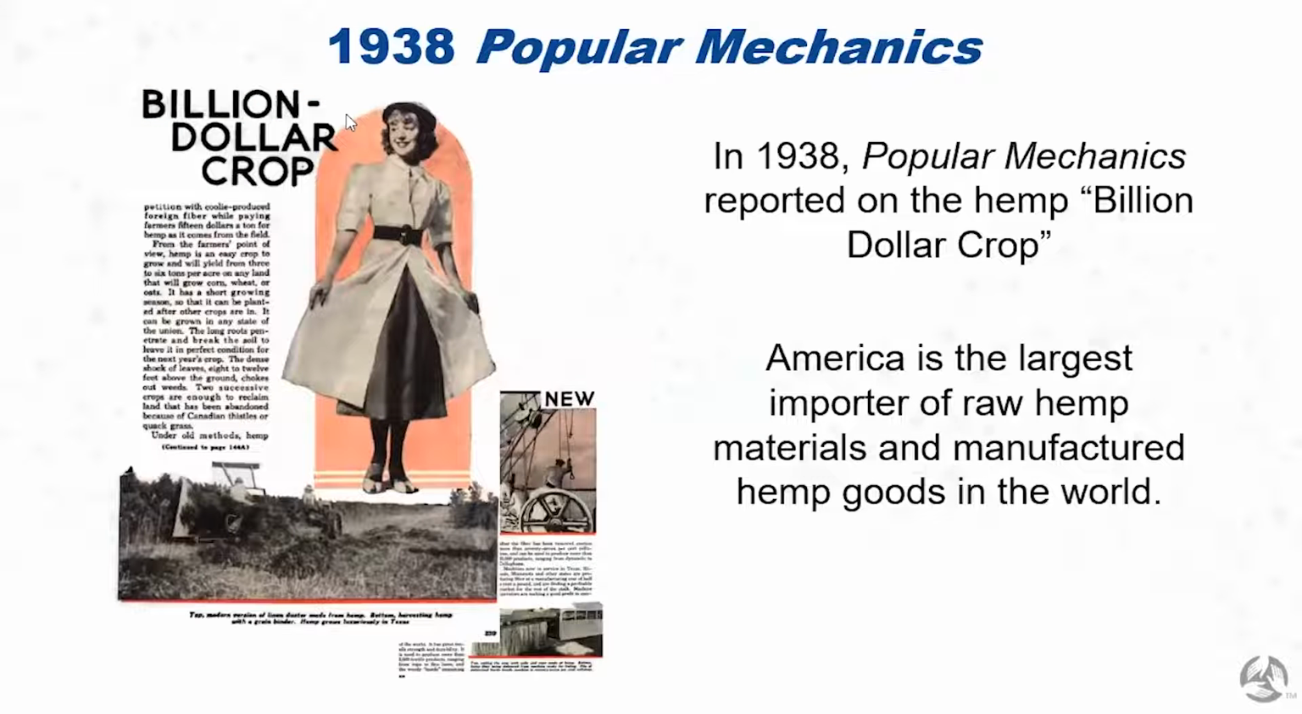Now, despite this, in 1938, apologies, apparently there is a siren going by here, guys. Thank you. Despite what happens in 1937, R&D is really moving along with hemp. And in fact, the 1938 Popular Mechanics magazine talks about the $1 billion crop. Now, back then, America was the number one importer of hemp materials and hemp manufactured goods. And to this day, we still are. That has not changed. It's been nearly 100 years, and we've just got the stuff re-legalized.